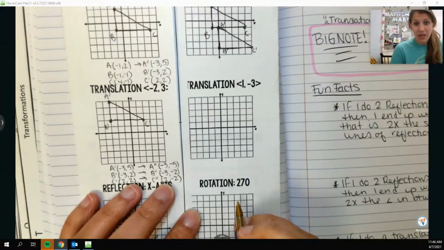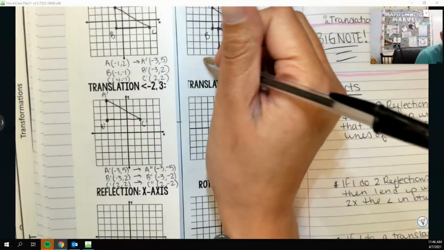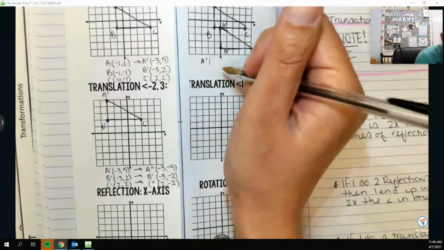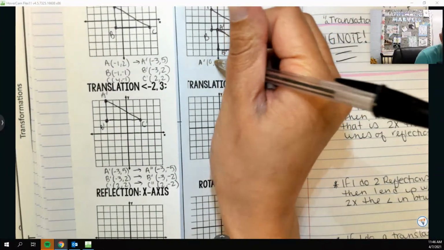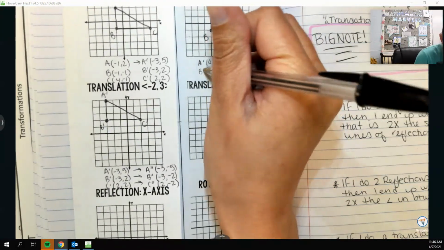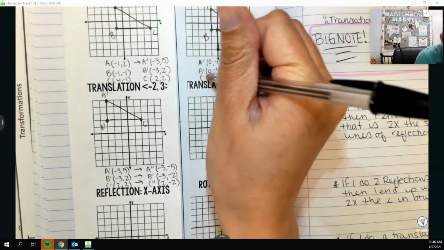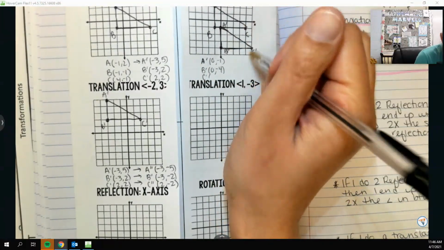So the last thing we want to do is rotation of 270. So I am going to have to write these prime points down. So it's not always easy just on a graph, but A prime is at 0, -1. B prime is at 0, -4. And C prime is at 5, -4.